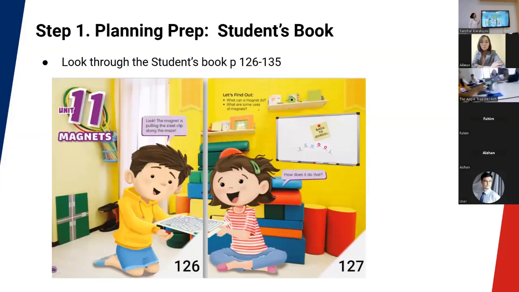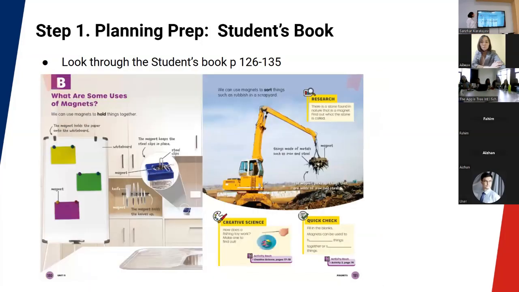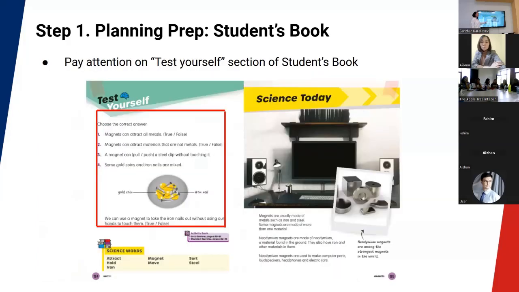However, as I said, it's not the only tool for planning prep, right? You can look through the book. It's the colorful one, called Student's Book, pages 126 to 135. As you remember, we are talking in the context of the unit about magnets. So you can look through the book. What is the main part of the book? We have the unit, the concepts are given, examples are given with colorful pictures, even some questions. It's important to go through all of this. The next lesson is about another learning objective: what are some uses of magnets? And by the end of the unit, you have some conclusions, wrap up, and test yourself.